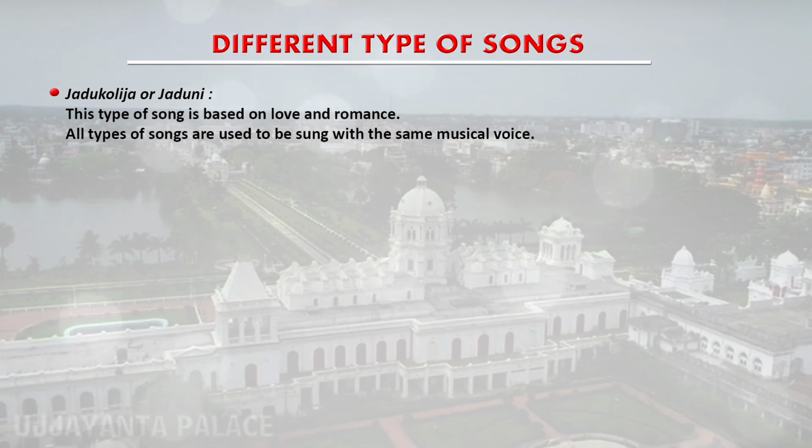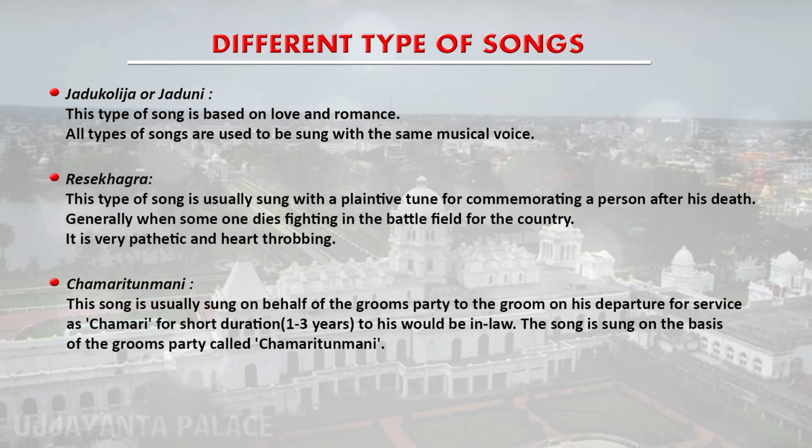Culturally, they perform various kinds of songs. Among them, the Jadu Kolija is one of the most predominant. It is a type of song based on love and romance, and it can be performed by any person in the community. Besides this, they also have songs for the Samri Tumani and Hamjuk Tumani. Samri Tumani is when they send the groom to the bride's place, and Hamjuk Tumani is when they bring the bride to the groom's place. There are also particular songs for grief, sung when a person has died.